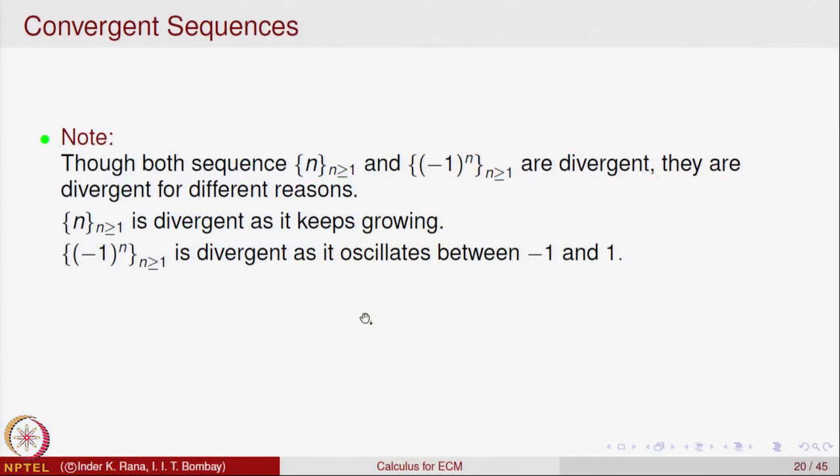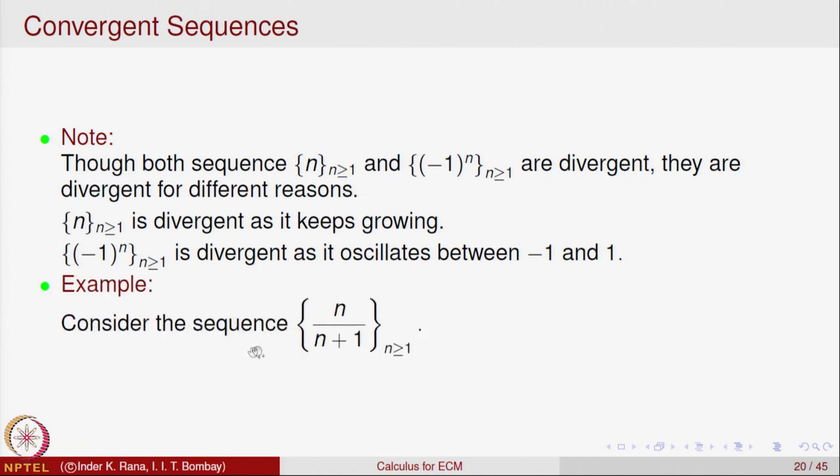But intuitively, it fluctuates between minus 1 and plus 1, and that is why it is not convergent. It is a property of real numbers. Intuitively, the other one keeps on increasing. Okay, it is not coming closer, and this is divergent. So, there are different reasons for these sequences being not convergent. Okay. Let us look at the sequence n over n plus 1, n bigger than or equal to 1. We want to understand whether this sequence converges or not.